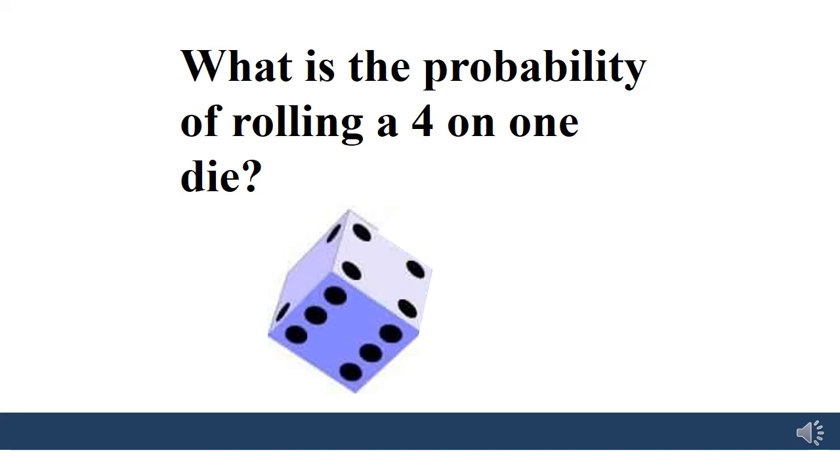So let's start in with a few examples. What's the probability of rolling a 4 on a fair die? Well, you know that there's only one 4 on the die, and it's out of 6 total possibilities. So we have a probability of 1 out of 6.